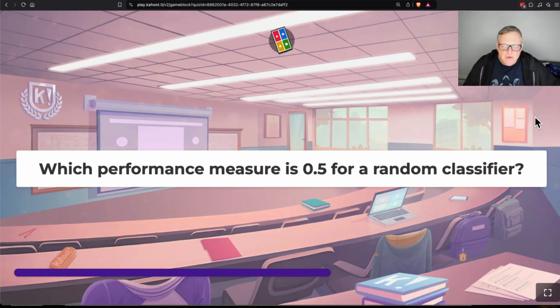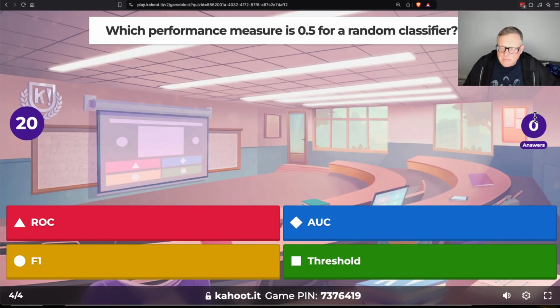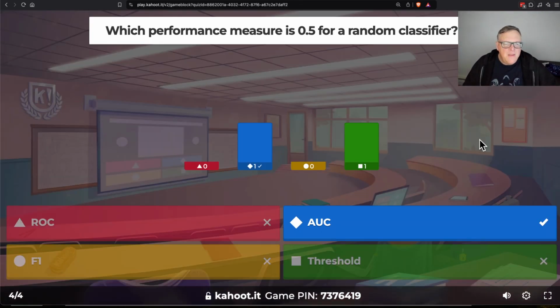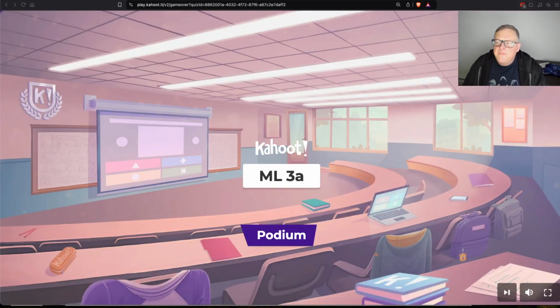And which performance measure is 0.5 for a random classifier? All right, and that is the area under the curve.